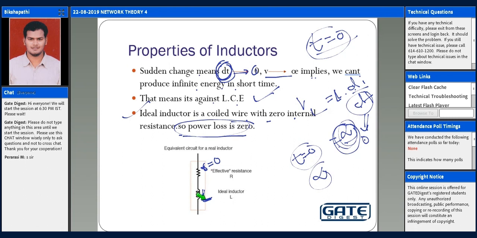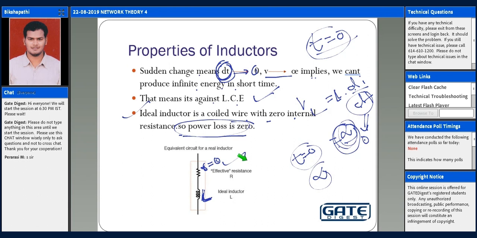So that means no power loss inside the ideal inductor. But normally a practical inductor will have some resistance here. This is the equivalent circuit of an inductor, which I have explained here.